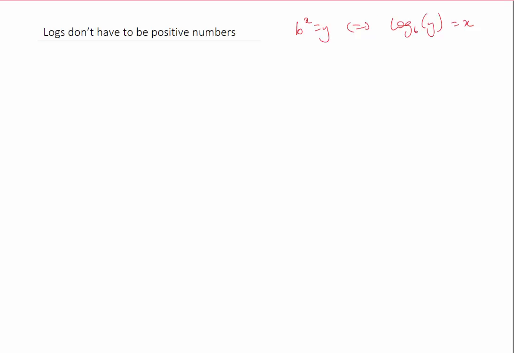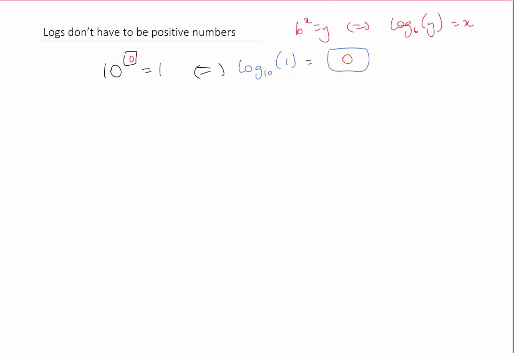And logarithms don't have to be positive numbers either. So let's look at, for example, first of all, here's an important example. Log in the base 10 of 1 is equal to what? So here we know that 10, so what we want to know is what do we need to have as that exponent here to have 10 to that power be equal to 1? And we know that any number raised to the power 0 is 1.